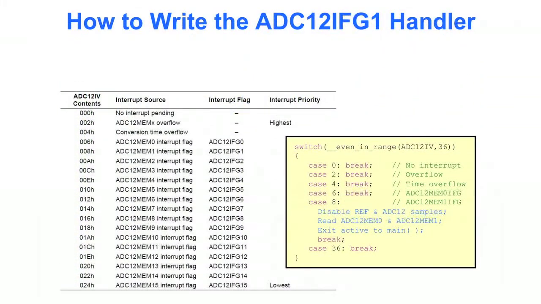The handler for the ADC12 interrupt flag 1, if you look at this, there's a series of different cases: no interrupt pending, ADC12 overflow, conversion time overflow, ADC12 MEM0, that's when the temperature gets read, and ADC12 MEM1, that's 8. So at case 8, we're going to want to disable the reference and the ADC, any further sampling, read out the MEM0 and MEM1, exit active back to main so that the conversion can take place. That's the simple interrupt handler there for ADC12.